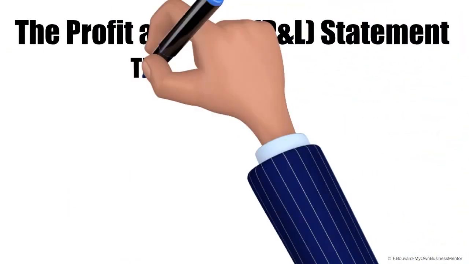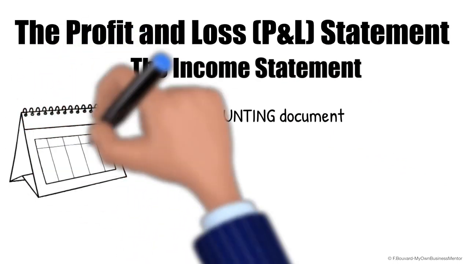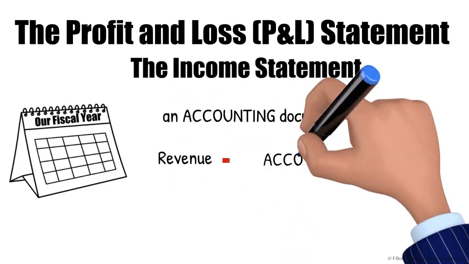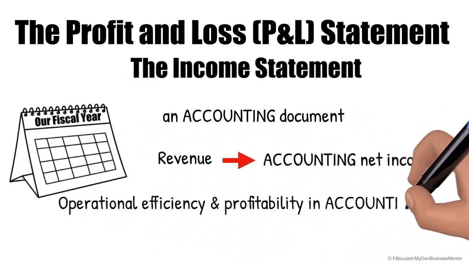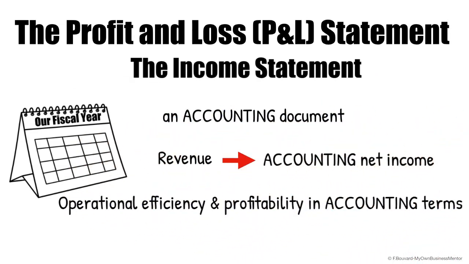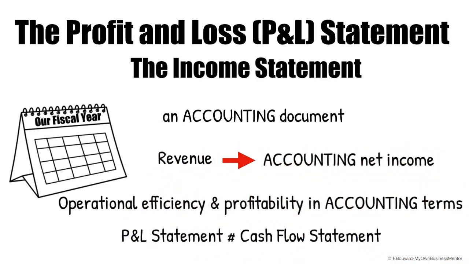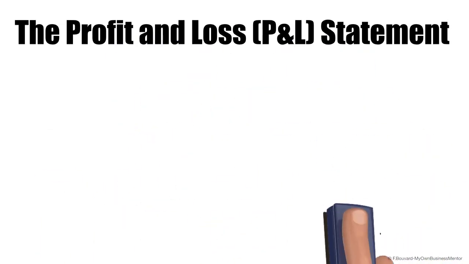Today, we embark on a journey through the profit and loss statement, or income statement. A P&L statement is an accounting document detailing a company's financial performance over a specific period, typically a fiscal quarter or year. It meticulously outlines the process of transforming revenue into accounting net income, highlighting operational efficiency and profitability in accounting terms. This distinction is crucial as it differentiates the P&L statement from a cash flow statement, which tracks the actual inflows and outflows of cash, providing a distinct perspective on financial health.